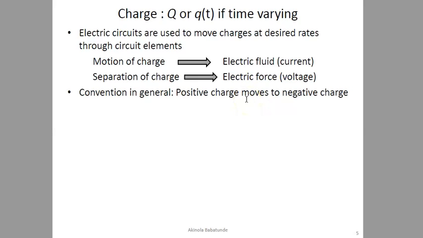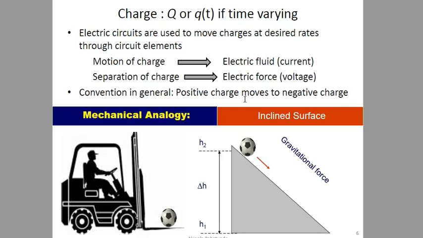In this course, the convention that we're going to use in general is to assume that positive charge moves to negative charge. This is important because we will use this concept in all our analyses and questions and studies as we proceed. Now, let's quickly look at the mechanical analogy of a charge. So you can see we have height 1, which is a lower height, and then we have height 2, which is a higher height. The difference between height 1 and height 2 is given as delta H.